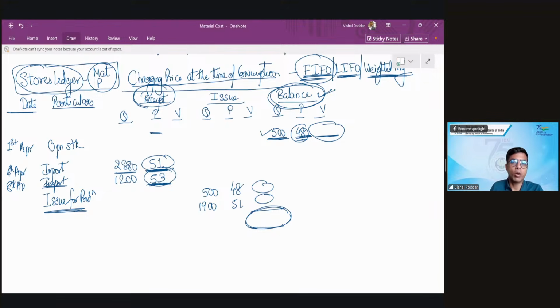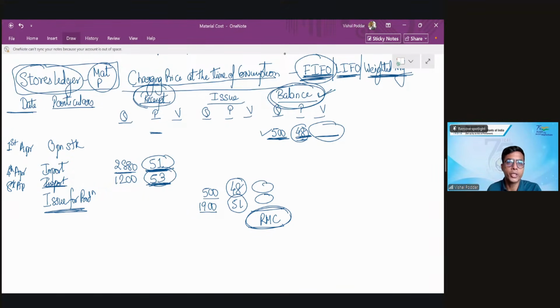This is my raw material consumed, which I will be taking in the cost sheet. Now, what is the price which I've used for charging at the time of consumption? Two prices for this quantity, because I'm using FIFO.